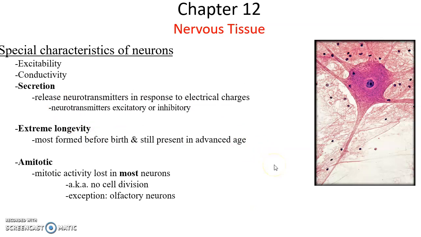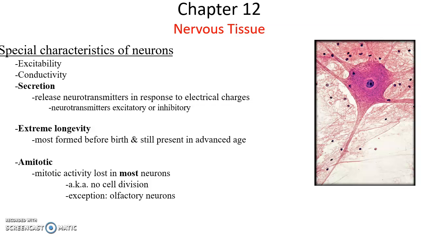Secretion. Neurons are able to release chemicals, specifically neurotransmitters, so that when that action potential reaches the end of the axon, they can release neurotransmitters. Those chemicals then bind to other cells, neurons, or effectors, and can be excitatory and excite the next neuron, or inhibitory and suppress it. Extreme longevity.